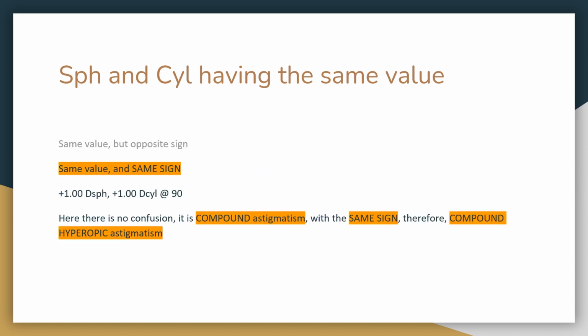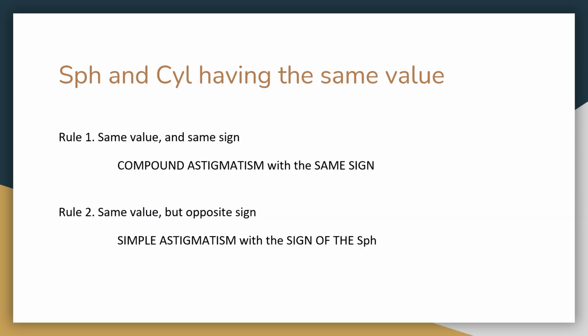In the second situation, that is same sign and value, there is no confusion. It is a compound astigmatism of the same sign. Here in this example, it is compound hyperopic astigmatism. That is our first rule. When the signs of the sphere and cylinder are the same, it is compound astigmatism in the same sign. So now we have covered rule 1 and rule 2.